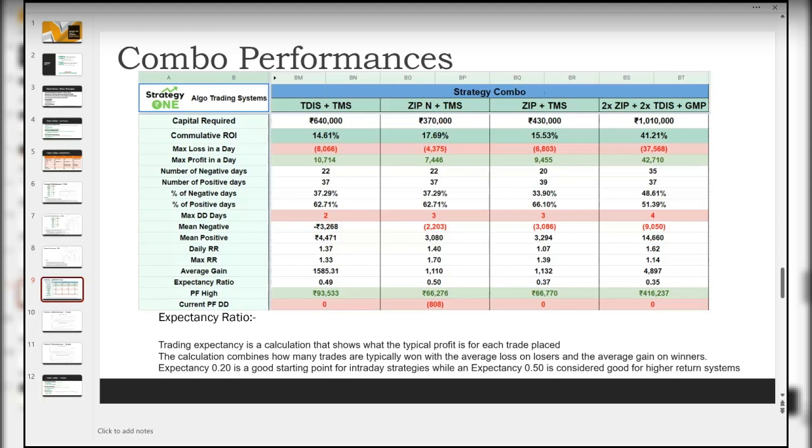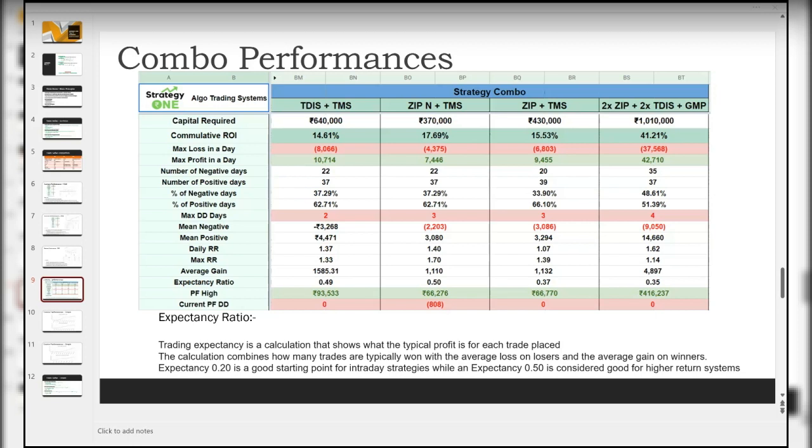Now, what is this expectancy ratio? I think one of you actually wanted us to calculate this, and once we calculated it, not many understood, so we wanted to explain it as well. It is a calculation which shows what the typical profit is for each trade placed. It calculates how many wins there are, how many losses there are, and what the average gain on these winners is. So if a strategy is winning more than it is losing, it will have a higher expectancy.